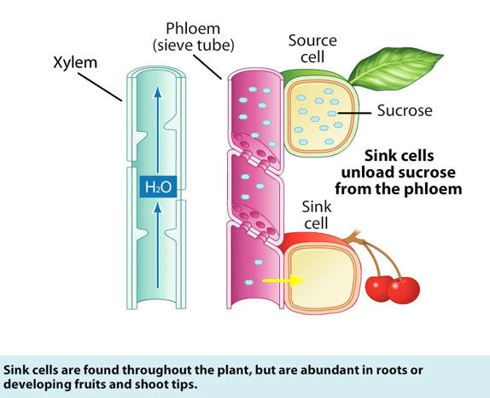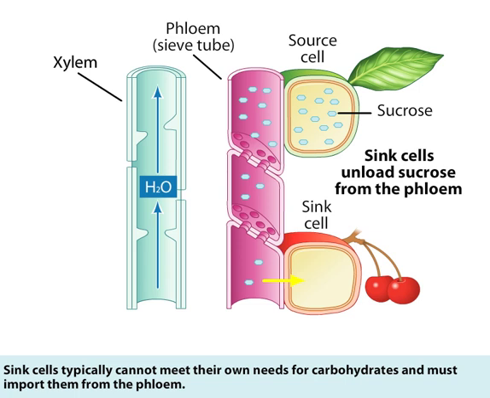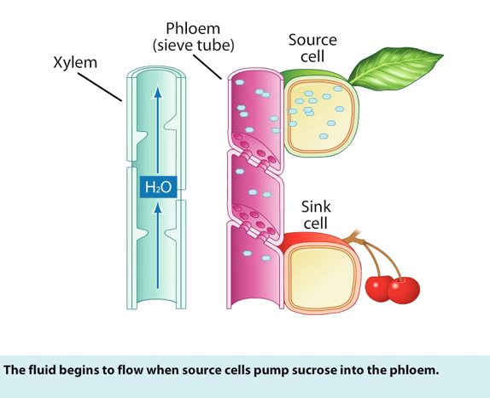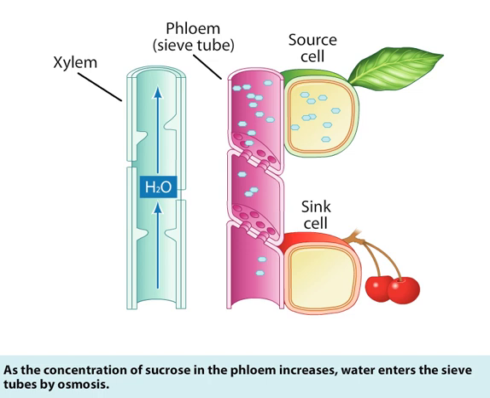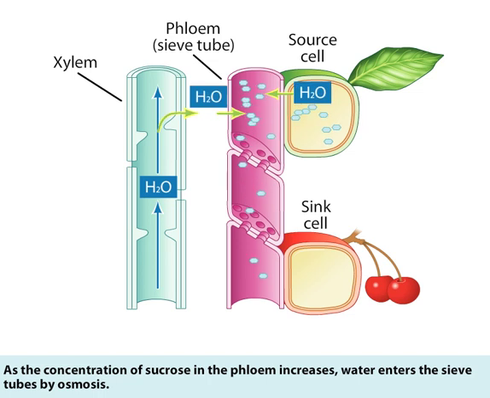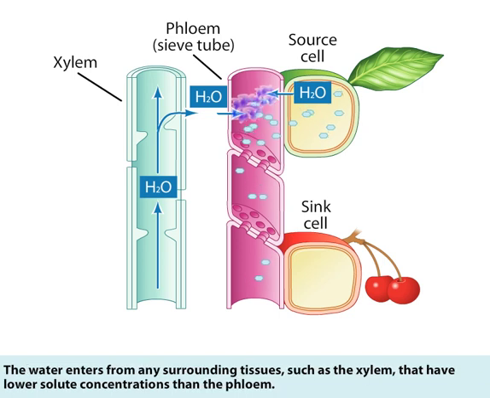Sink cells are found throughout the plant, but are abundant in roots or developing fruits and shoot tips. Sink cells typically cannot meet their own needs for carbohydrates and must import them from the phloem. The fluid begins to flow when source cells pump sucrose into the phloem. As the concentration of sucrose in the phloem increases, water enters the sieve tubes by osmosis. The water enters from any surrounding tissues, such as the xylem, that have lower solute concentrations than the phloem.